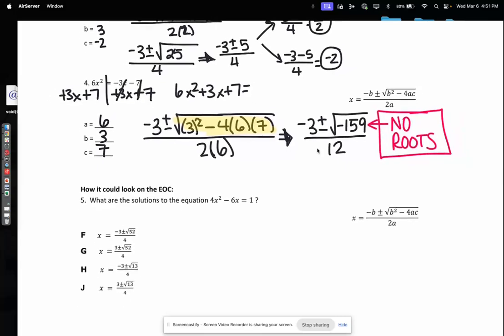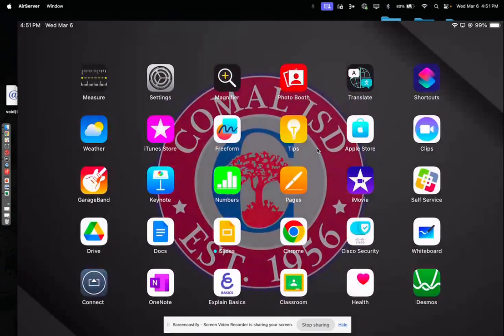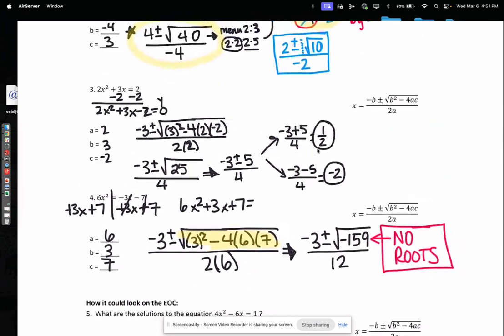So I'm going to ask you to try number 5. And 6 and 7 on the back. I will have the PDF answer key posted for you in Google Classroom to check that, but I do want you to try to do those.